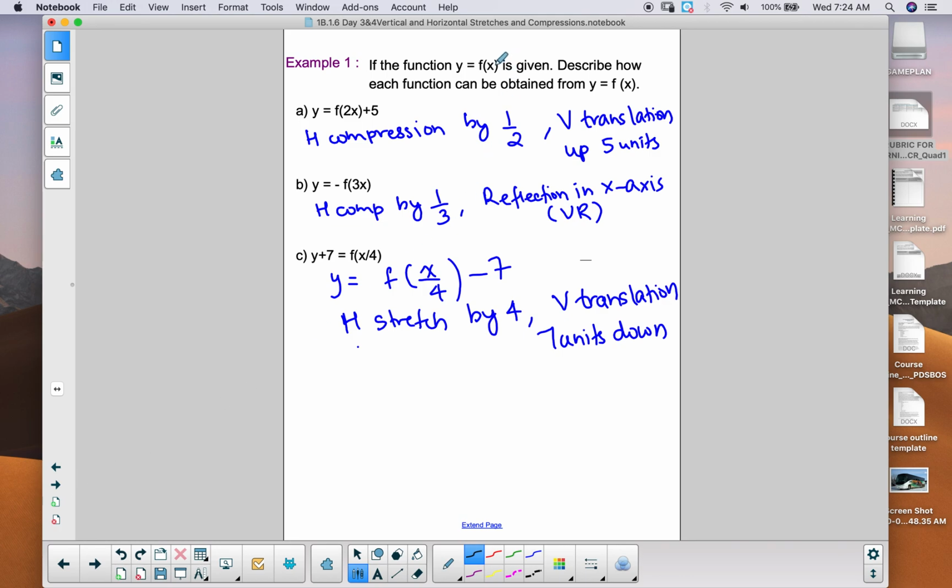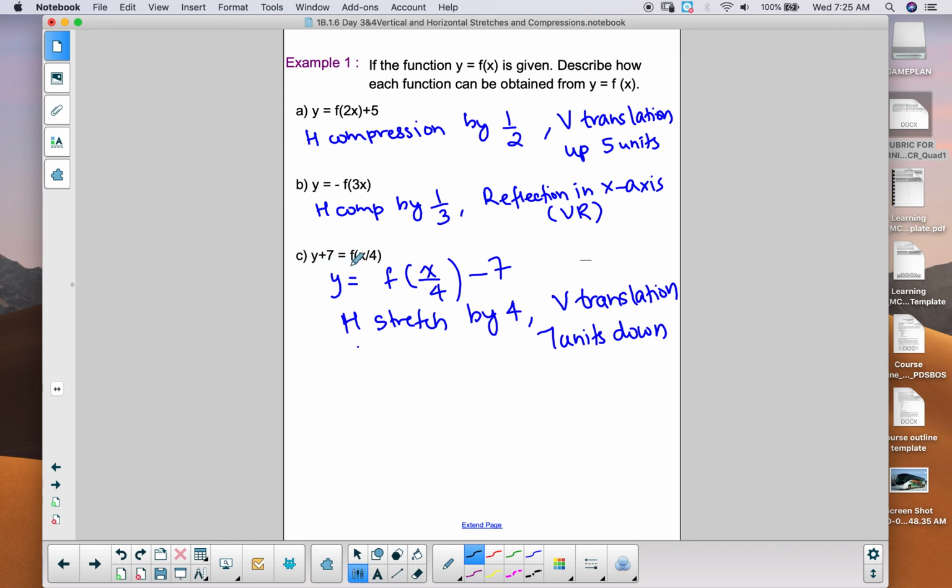So given a function y equals f of x, describe what happens when these transformations occur. So if it becomes f of 2x plus 5, the fact that there's a 2 multiplied with the x means there is a horizontal compression of 1 over 2. And the plus 5 means it's a vertical translation of 5 units up. If it becomes minus f of 3x, there's two things happening, the negative and the 3. The negative means there's a reflection in the x-axis, or a vertical reflection. And the 3 times x means it's compressed by 1/3.